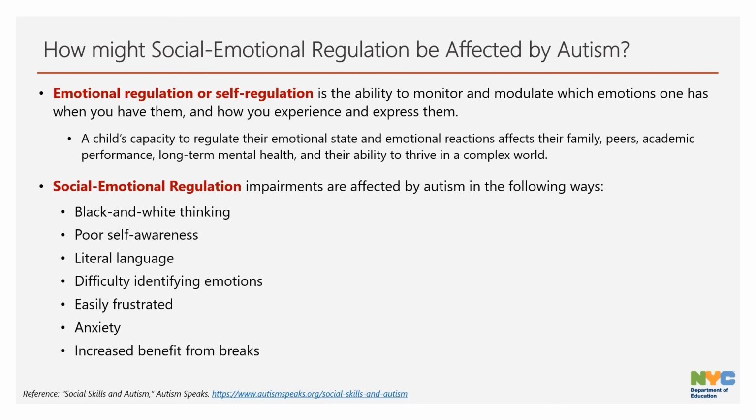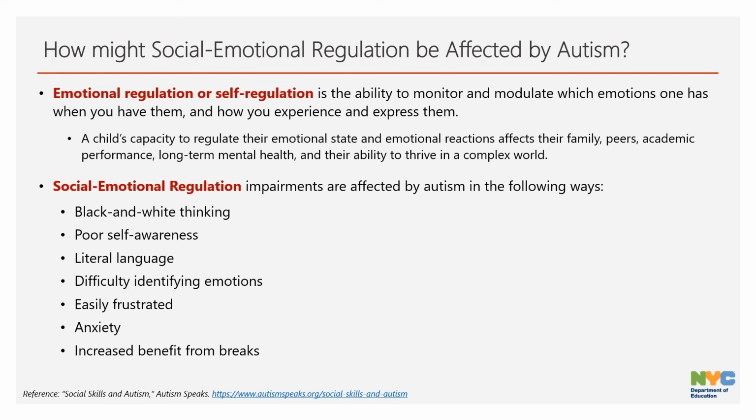How might social emotional regulation be affected by autism? Emotional regulation or self-regulation is the ability to monitor and modulate which emotions one has when you have them, and how you experience and express them. A child's capacity to regulate their emotional state and emotional reactions affects their family, peers, academic performance, long-term mental health, and their ability to thrive in a complex world.